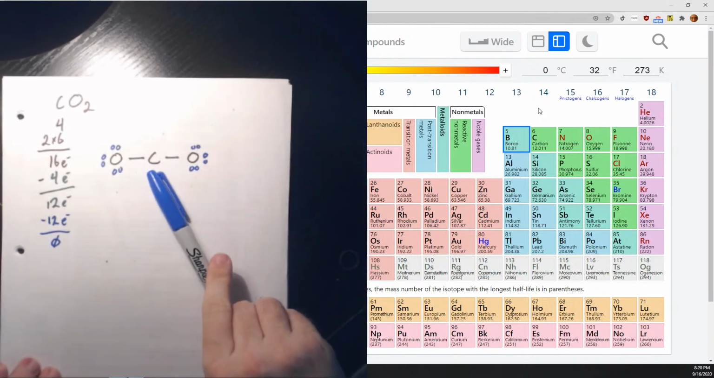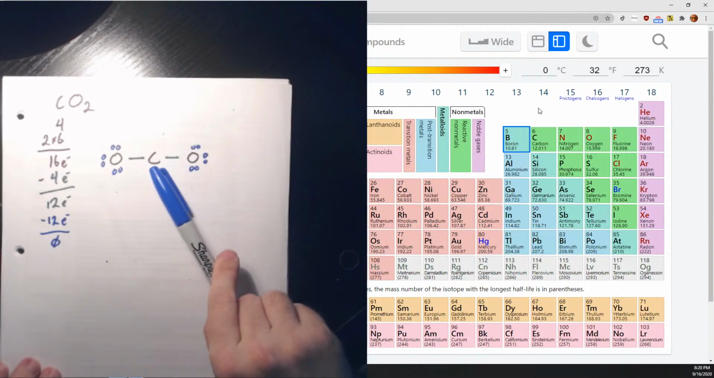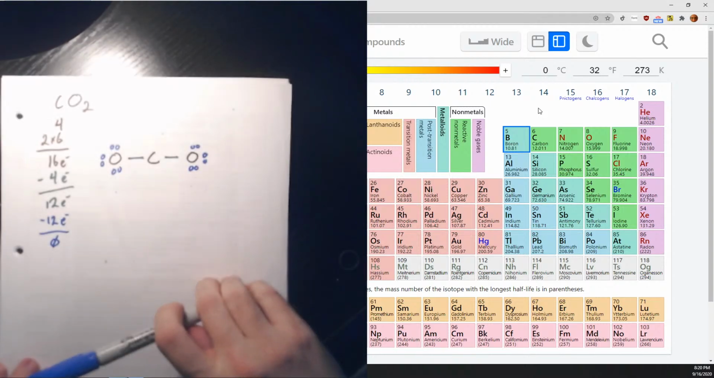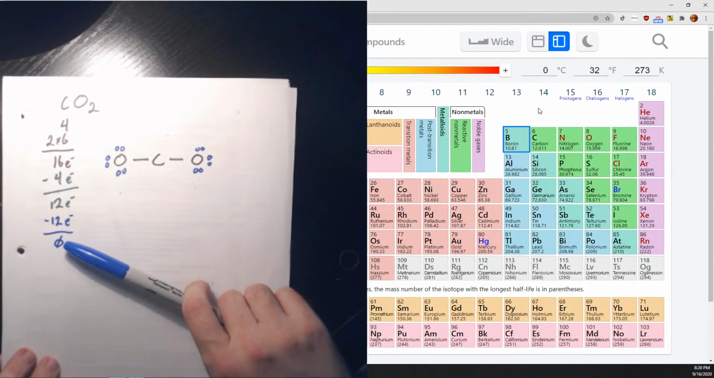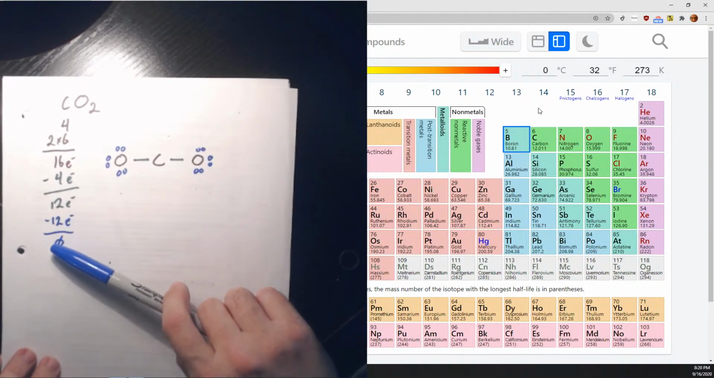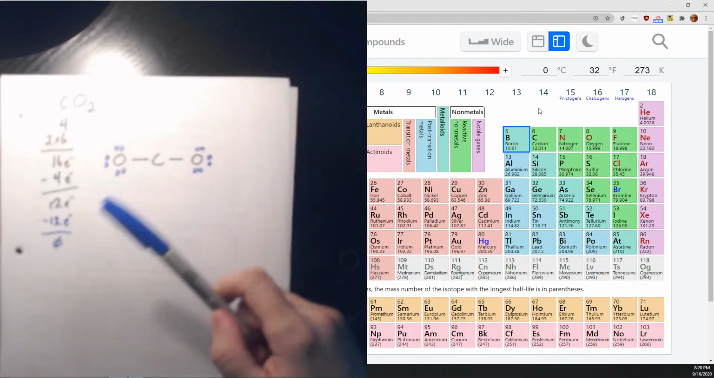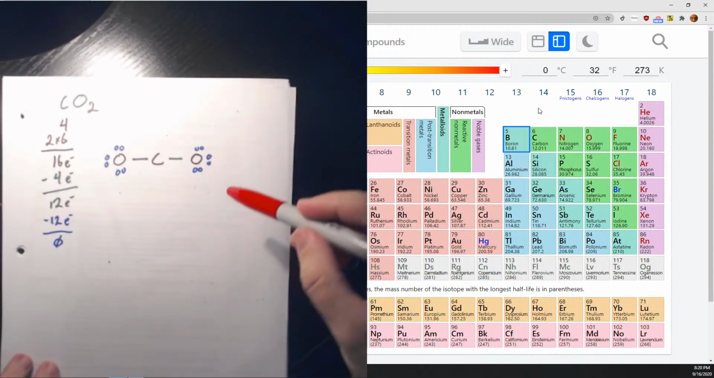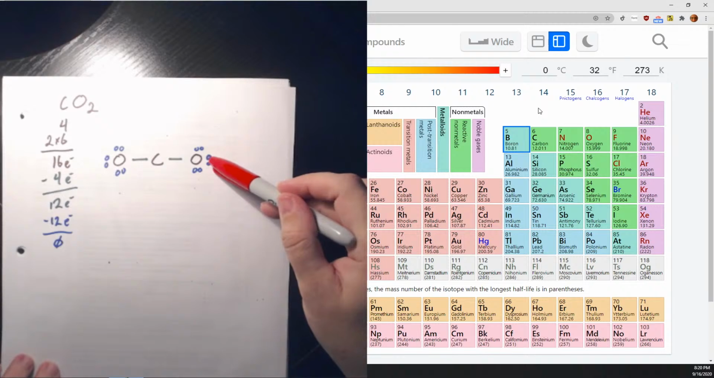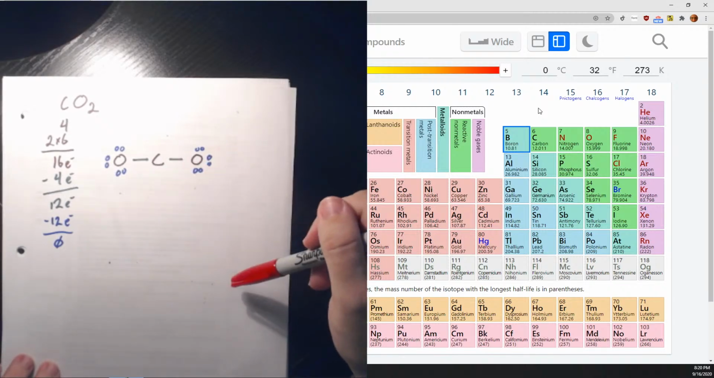Meanwhile, carbon is not yet happy. It only has 2 electrons here, 2 electrons there, for a total of 4. The next step would have been to turn any remaining electrons into lone pairs, but we don't have any electrons left over. So the only way to satisfy carbon's octet is by turning lone pairs from the oxygens into double or triple bonds.